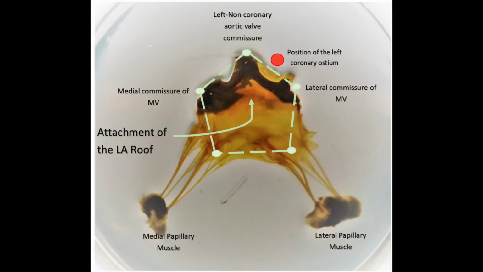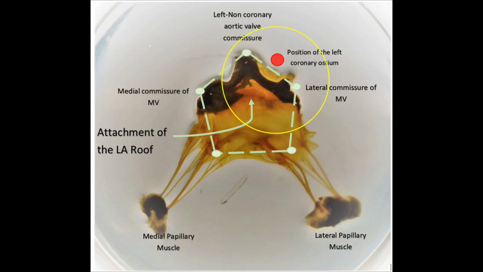This is a whole mount preparation of the anterior mitral valve leaflet. It has been stained with Van Gieson stain and mounted in silicone in a petri dish. We can see the papillary muscles with their attached chordae. The shorter chordae are always arising from the lateral papillary muscle, and the longer ones from the medial papillary muscle. So we therefore can orientate ourselves.